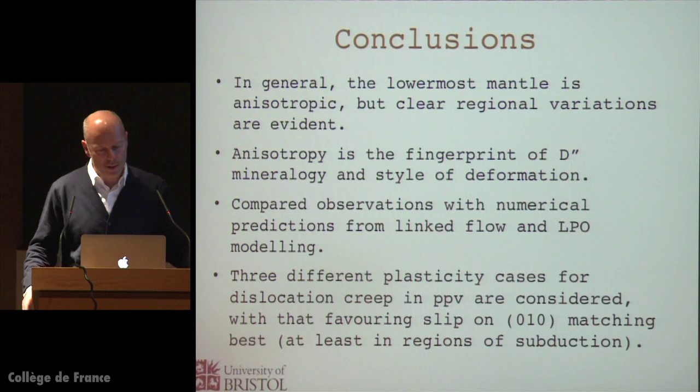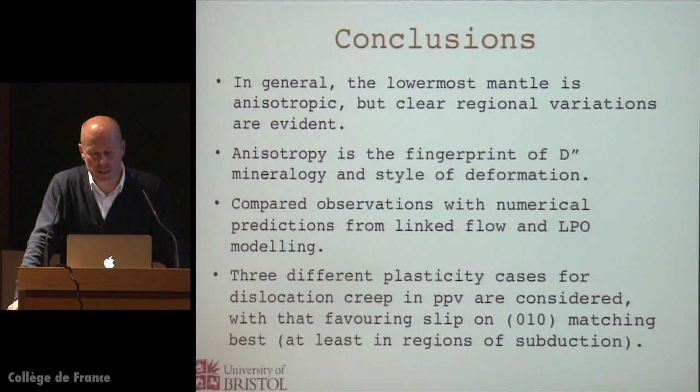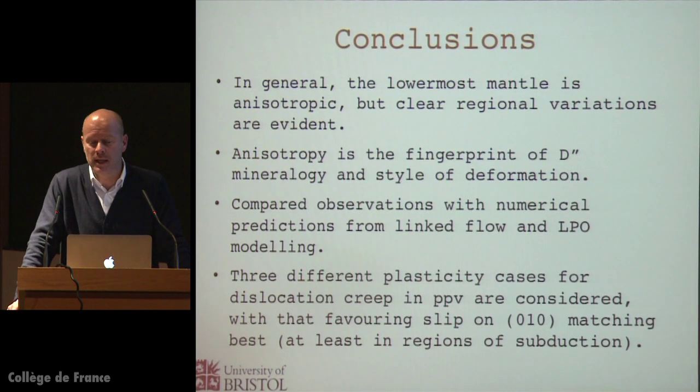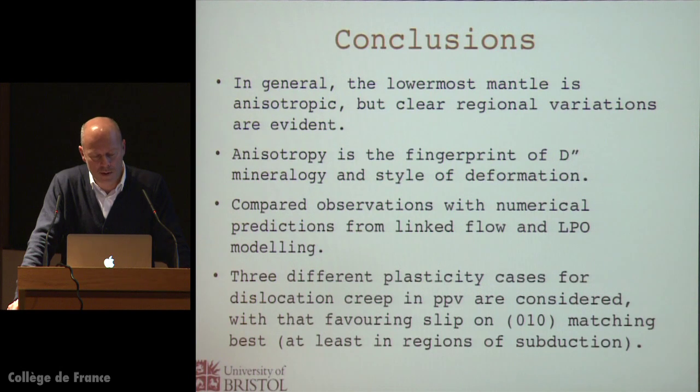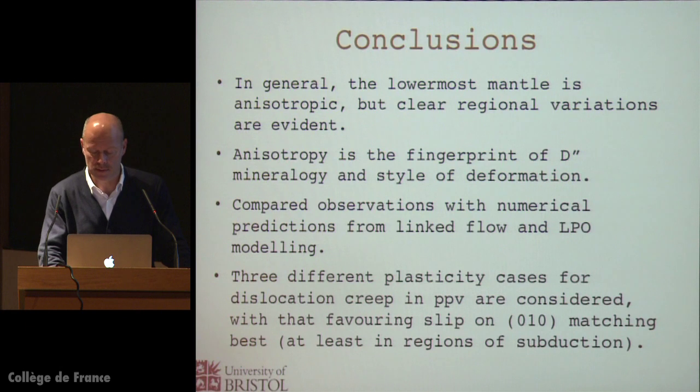So, conclusion. Obviously in general the lowermost mantle is anisotropic, but there are very clear regional variations, which is good. It means it's going to tell us something interesting about the nature of the lowermost mantle. And I would argue that the anisotropy really is the fingerprint of D double prime mineralogy and the style of deformation. We've compared observations with numerical predictions from flow and LPO modeling, and three different plasticity cases for dislocation creep in post-perovskite are considered. And given the state of where we're at right now, the 010 slip system is the one that seems to fit the data the best.